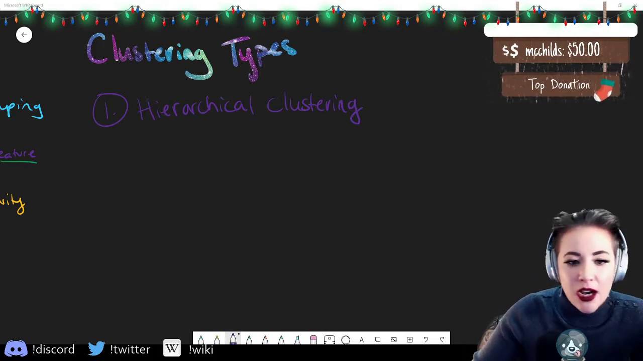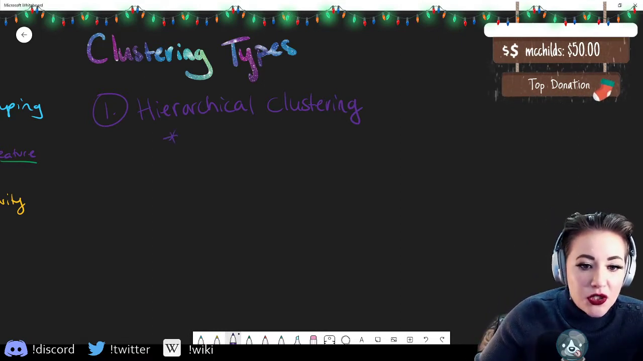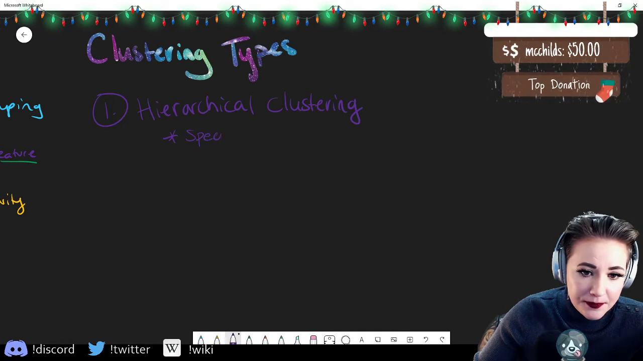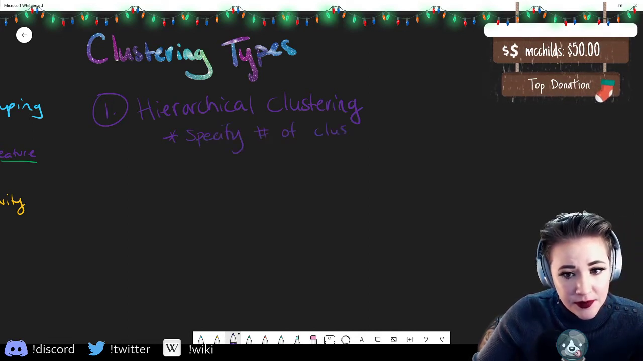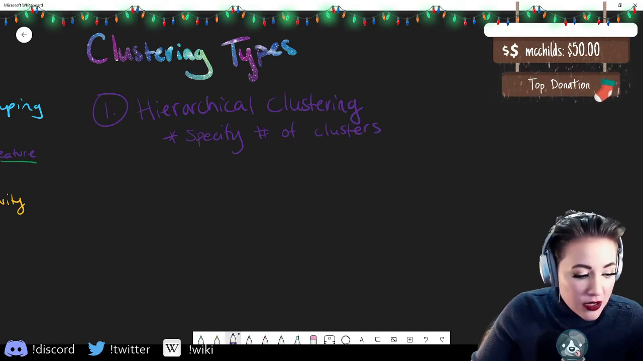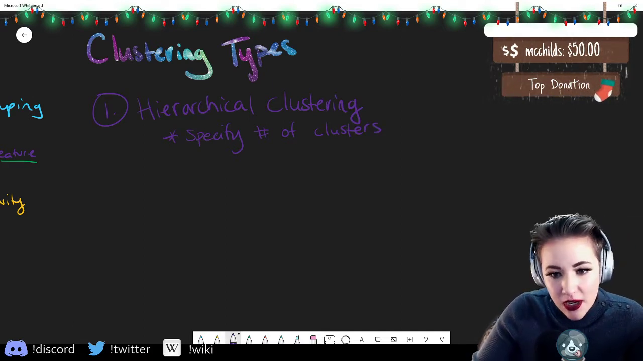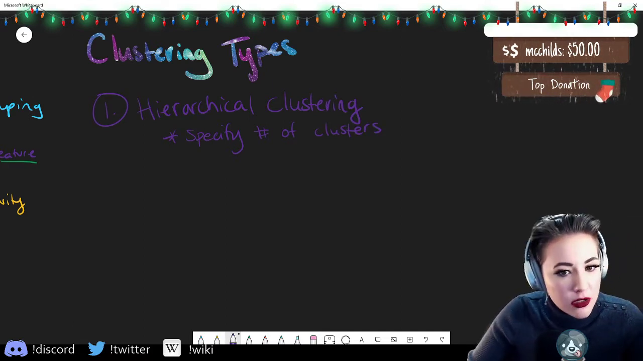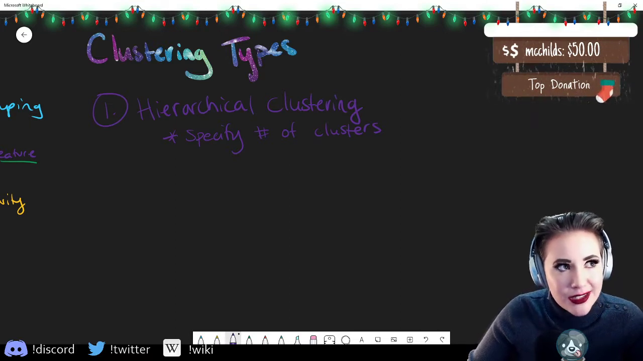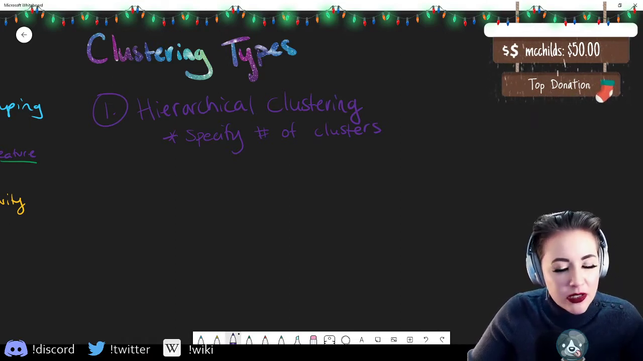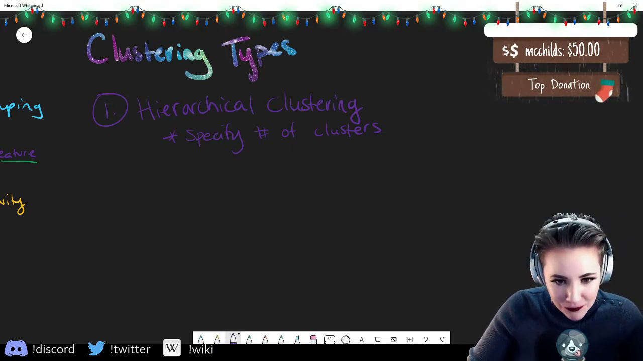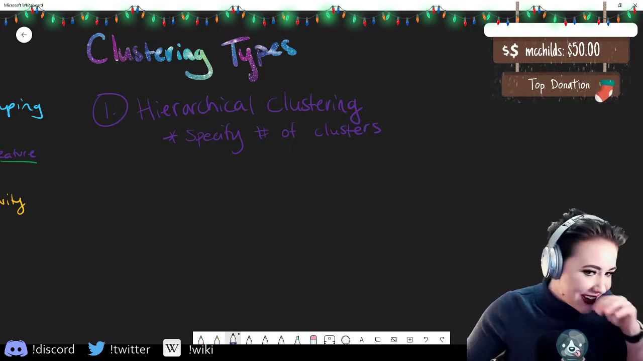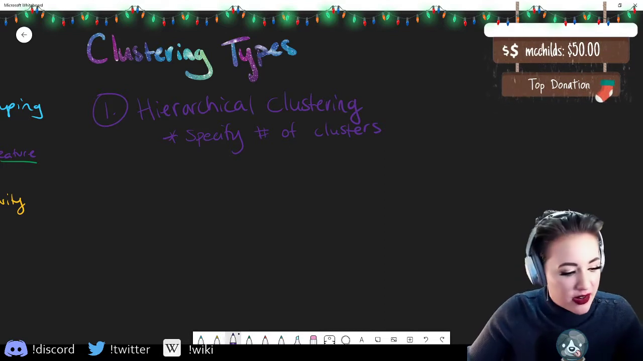Okay, a couple of notes here. You do have to specify the number of clusters. And I'm gonna show you an approach there to figure out how many clusters you should use, but it is something to note. It's great when the machine figures out some of these parameters for us. In hierarchical clustering, we have to specify the number of clusters.